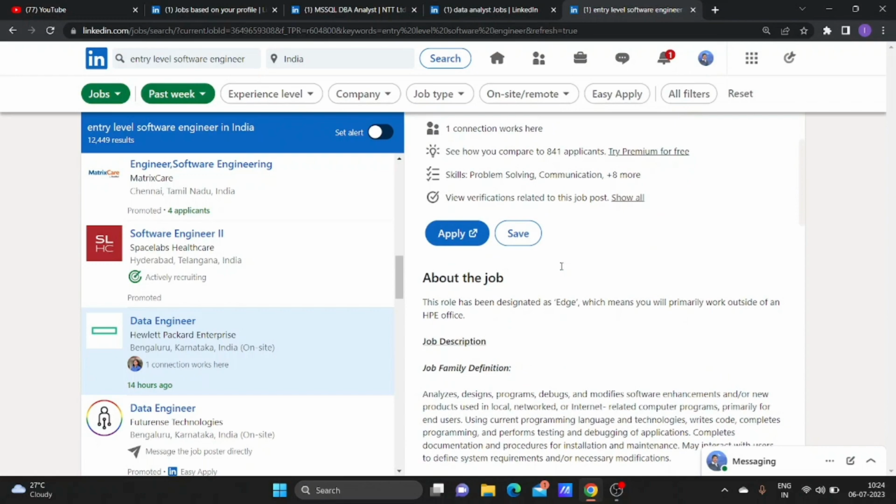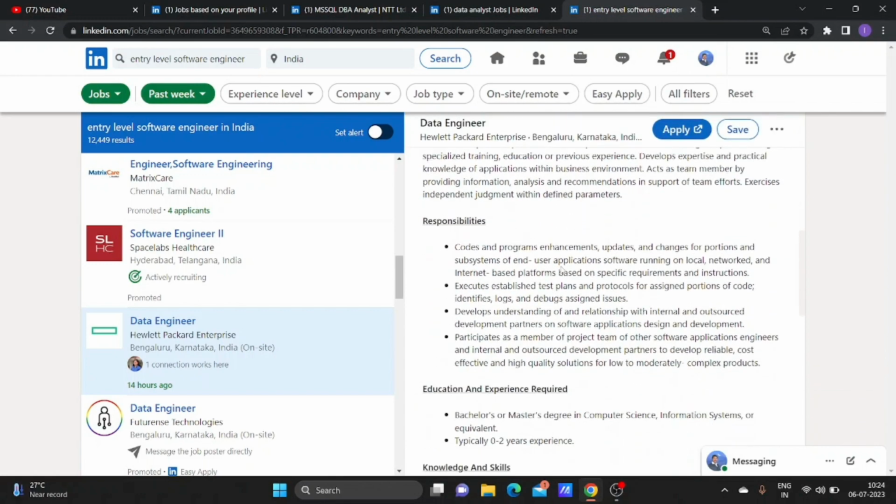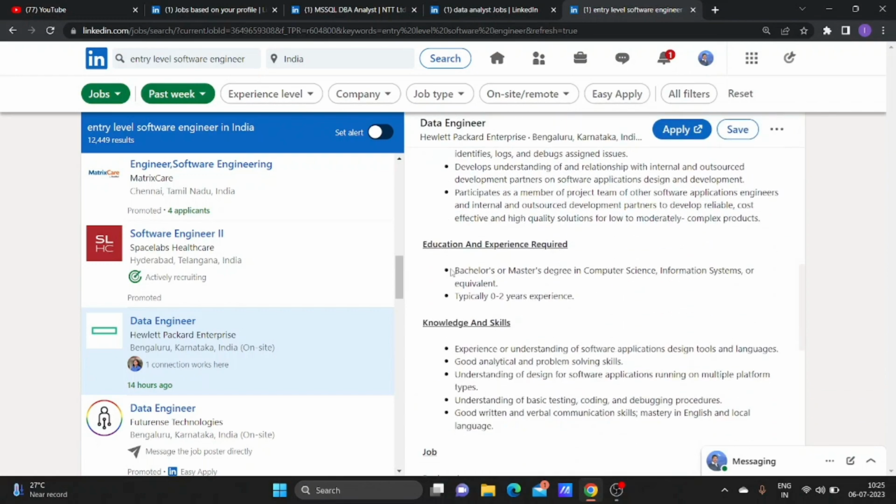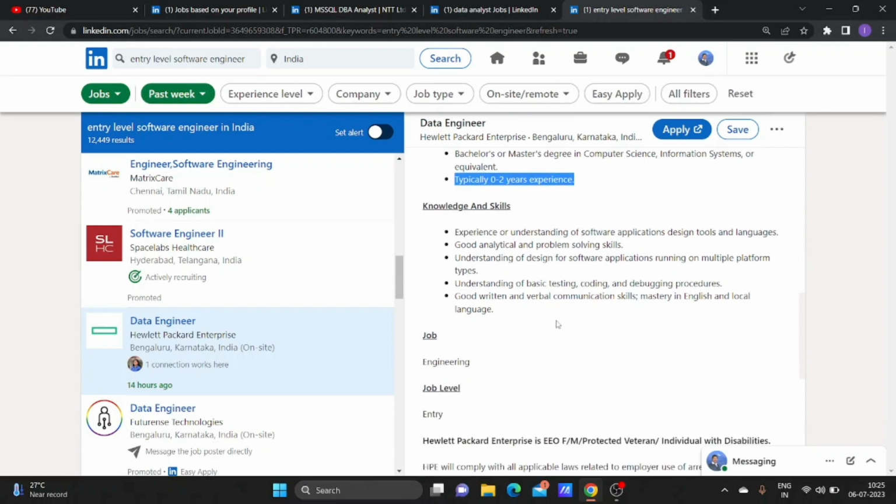So what exactly are they looking for from the candidate? Education and experience required: bachelor's or master's degree in computer science, IT or equivalent, and typically 0 to 2 years of experience. Knowledge and skills: experience or understanding of software application design tools and languages, good analytical and problem solving skills, understanding of design for software applications running on multiple platforms, understanding of basic testing, coding and debugging procedures, and good written and verbal communication skills, mastery of English and the local language.